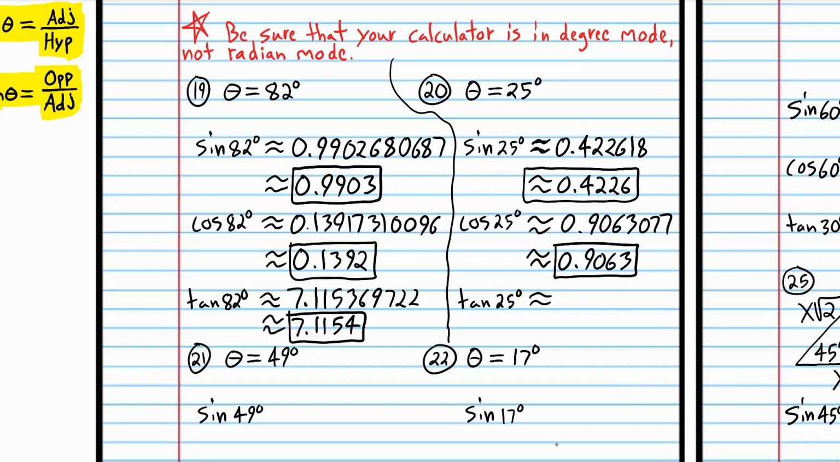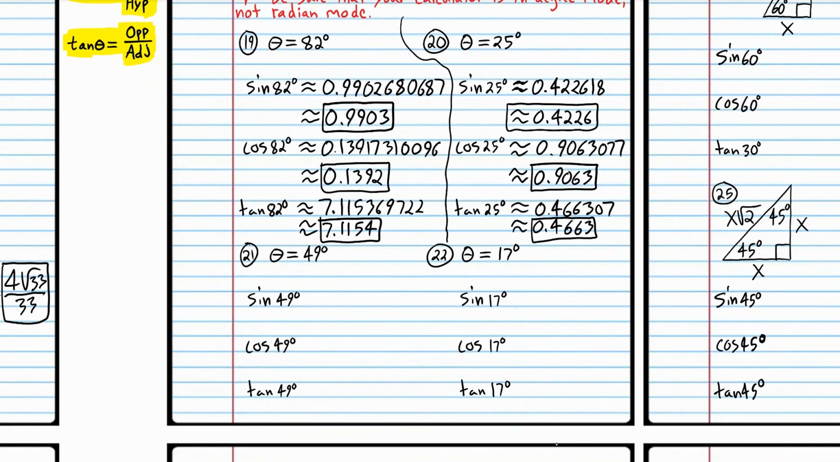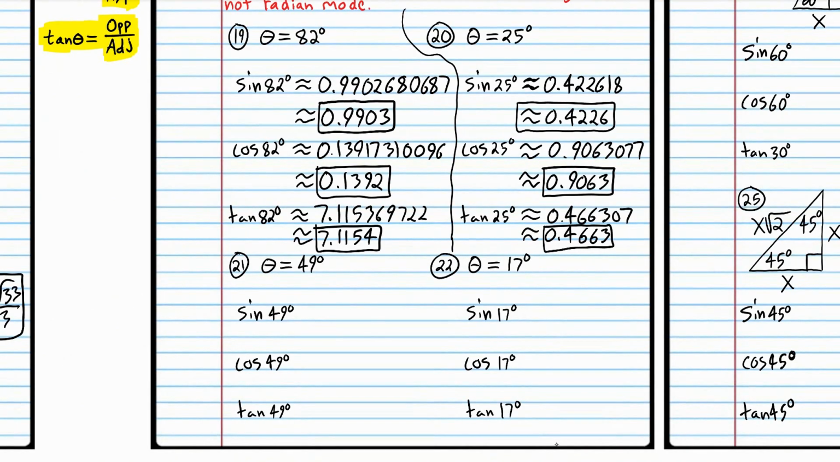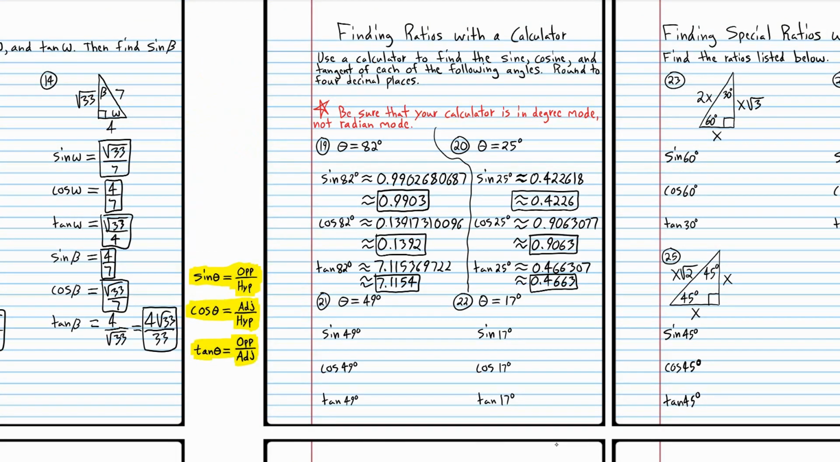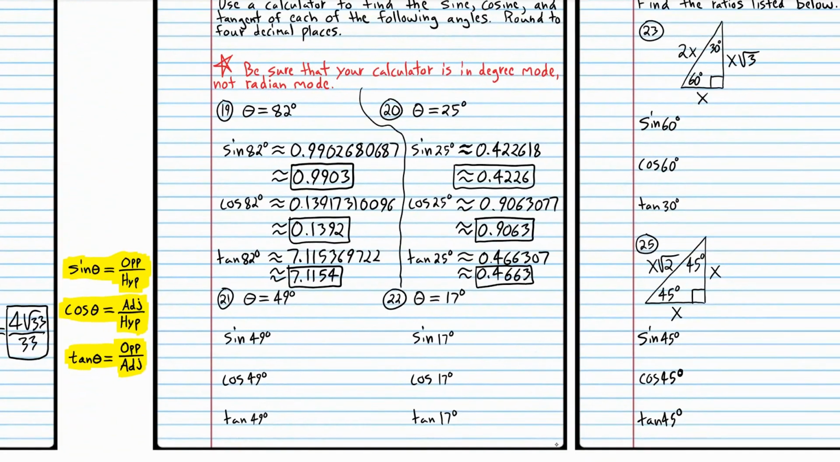So now I'm going to plug in 25 and then push the tangent button, and we get 0.466307, and on. And then finally I'm going to round off to 0.4663 because the 0 tells us to round down. So that's how to use your calculator to find the actual ratios. In this case, we don't actually need these yellow expressions, but I'm just going to carry those with us as we go here.